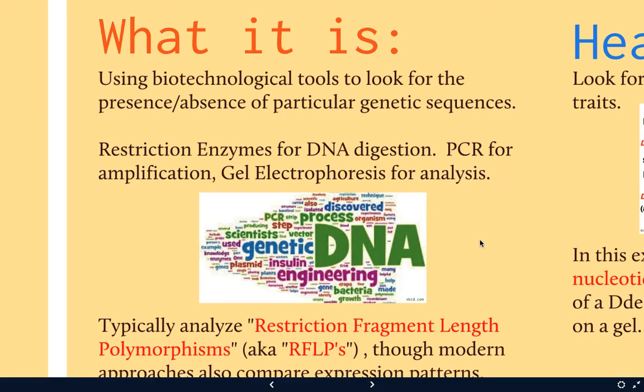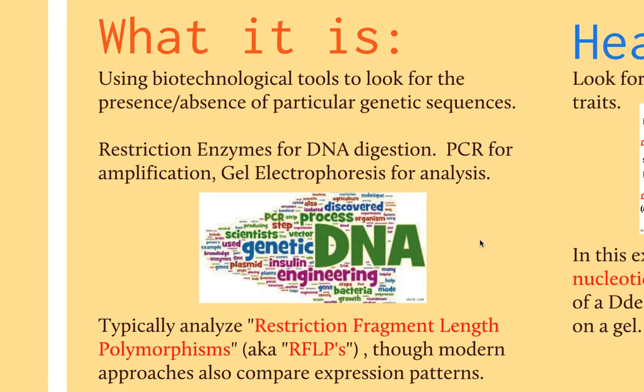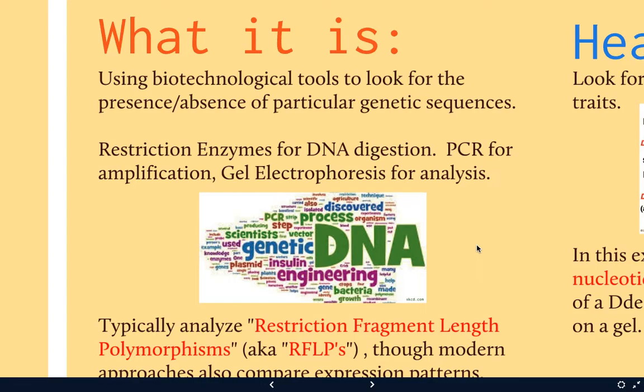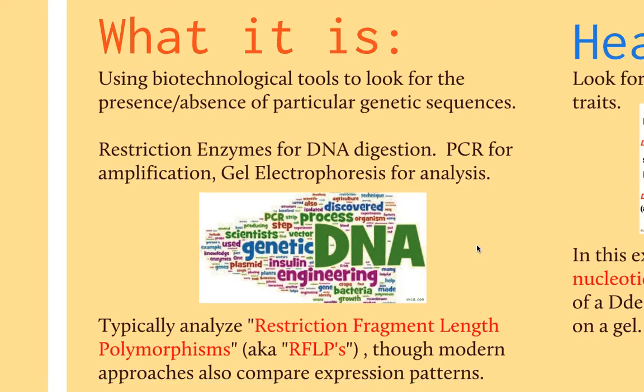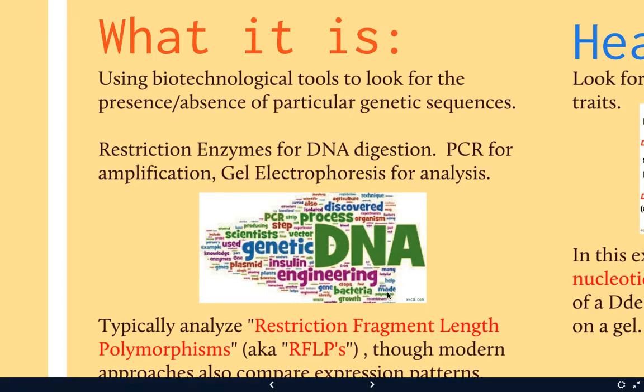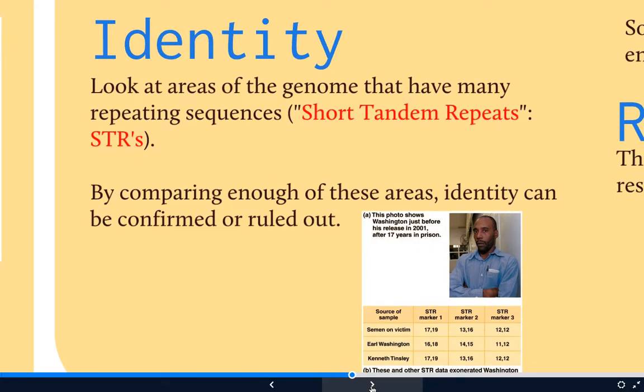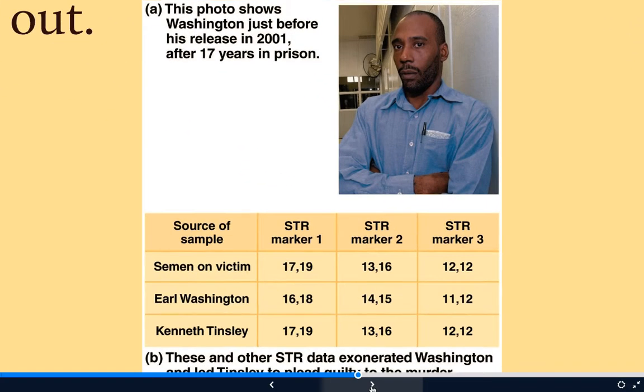What we're typically analyzing are restriction fragment length polymorphisms, or RFLPs, right? You're looking at small fragments that, when you put them through a gel, will organize from larger sequences to smaller. You can measure those and then compare and see what you've got. So this tells us about identity. We can look at areas of the genome that have many repeating sequences. These are called STRs, or short tandem repeats, and by comparing enough of these areas, you can confirm or rule out identity. So let's do a good example of this.